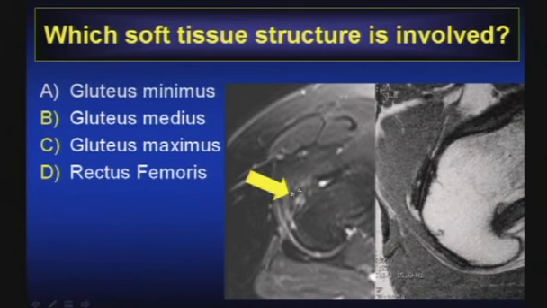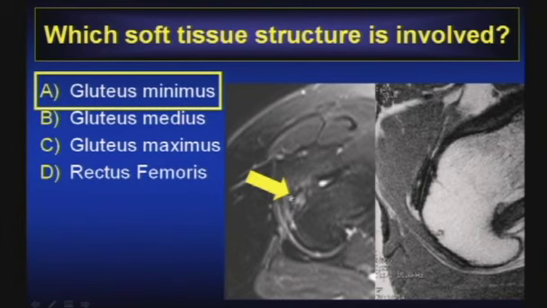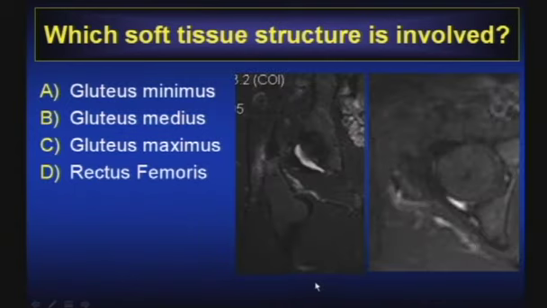So in this case, we're dealing with the gluteus minimus attachment, tendinosis with superimposed tearing here. So look how thick it is, high signal intensity, and then we have some fluid in the subgluteus minimus bursa, which kind of surrounds the tendon and peeks out from underneath it.